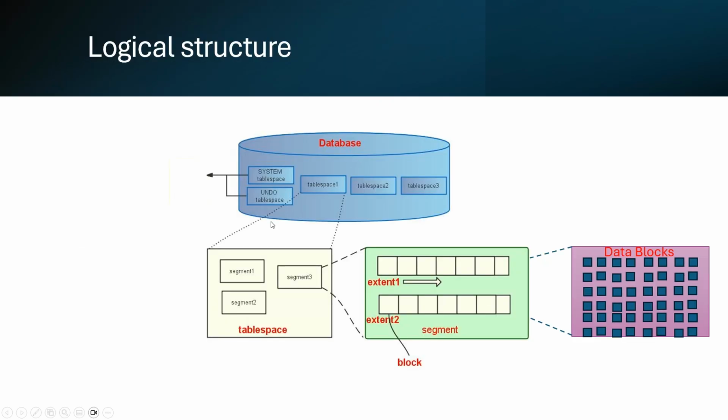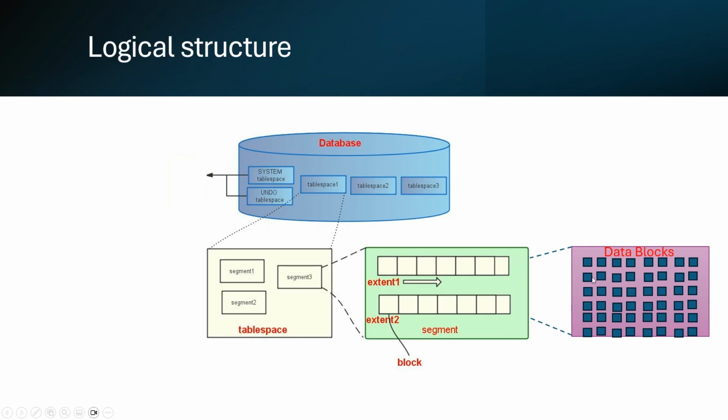Then let's come to the logical structure. This is how your logical structure looks. Your database information is stored in the tablespace first, and then the tablespace is subdivided into extents. That information is stored in the extents, and the extent information is stored in the data blocks.